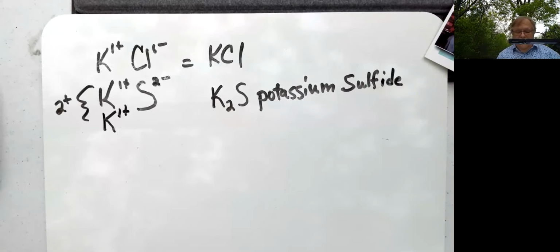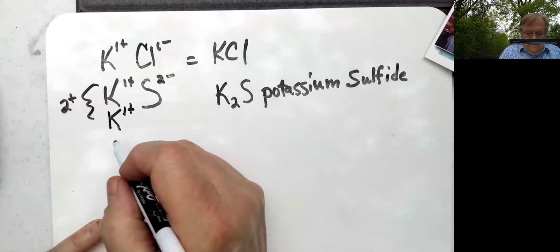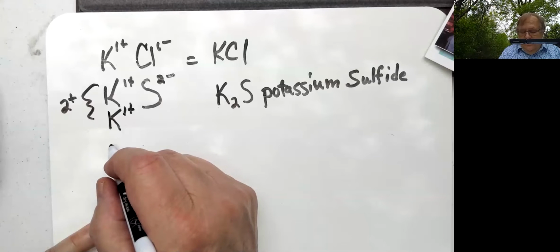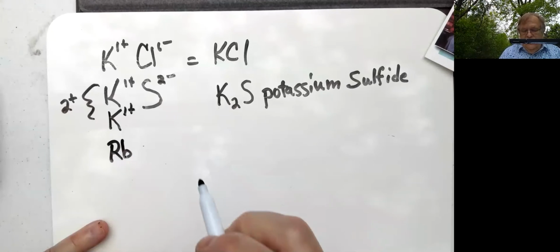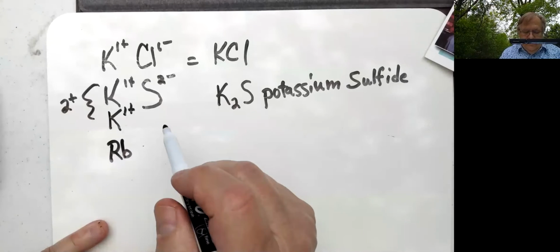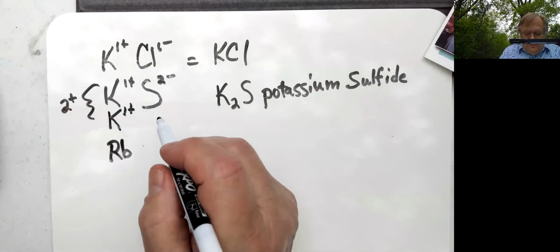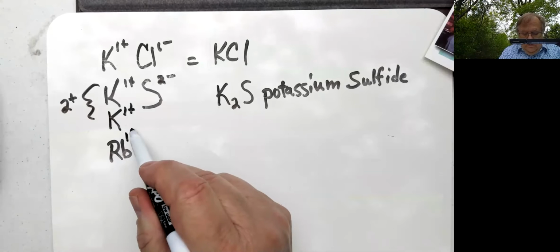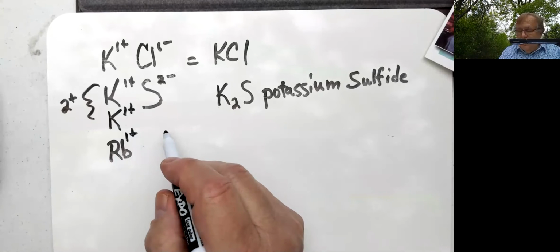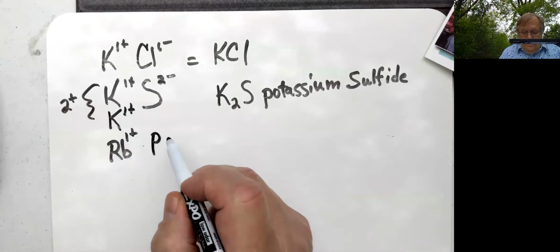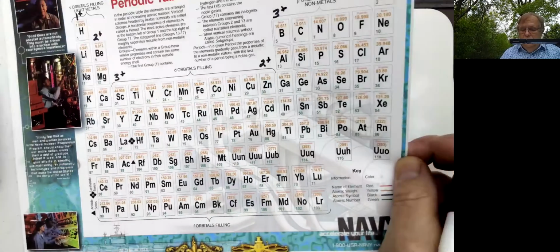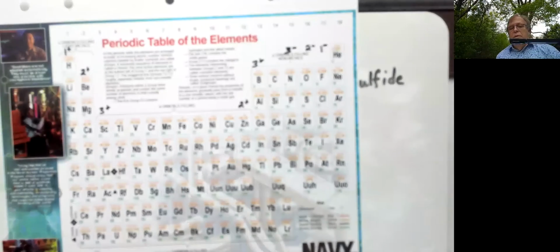Potassium sulfide. All right, what about if we had something else in that family, rubidium, same family as potassium and sodium, and we were to put that with something in the same family with nitrogen. Okay, so it's in the nitrogen family. It's going to be a -3.